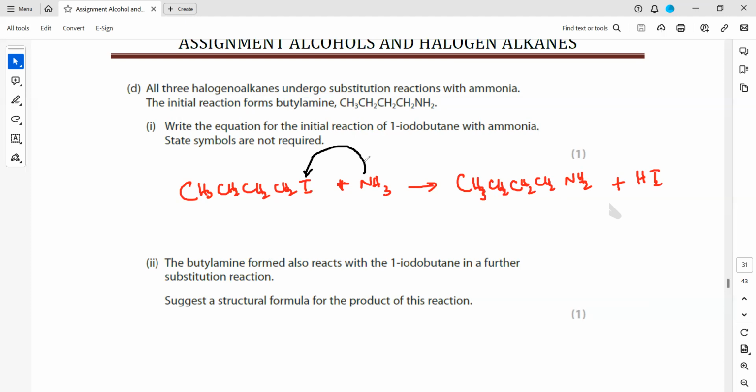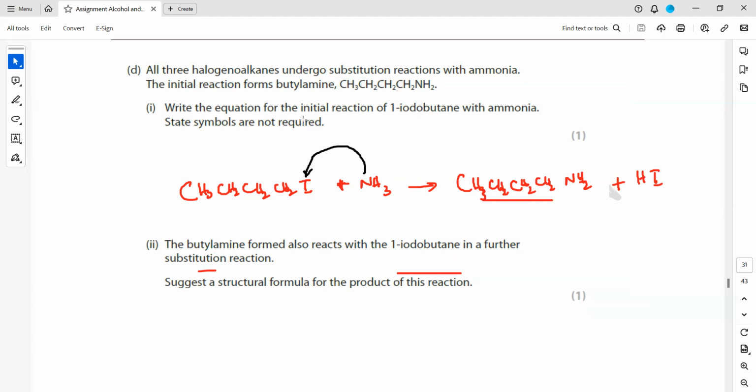But if we use a limited supply of ammonia, it will produce multiple substitution, until all of the hydrogens are replaced by carbon chains. The butylamine formed can also react with 1-bromobutane further. Suggest a structure: if the butylamine formed here reacts again with 1-bromobutane.